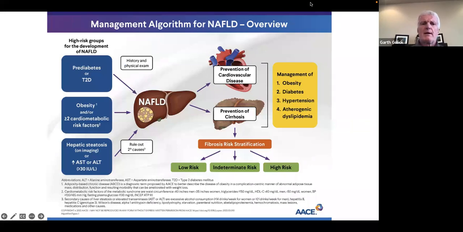And so I'm going to show you some slides from the AACE guidelines on the management algorithm. Whoops, I'm sorry, I'm having to flip the screens around. So as I mentioned in the small print, 2 risk factors, a liver test over 30, prediabetes, diabetes. They want people risk stratified and screened.